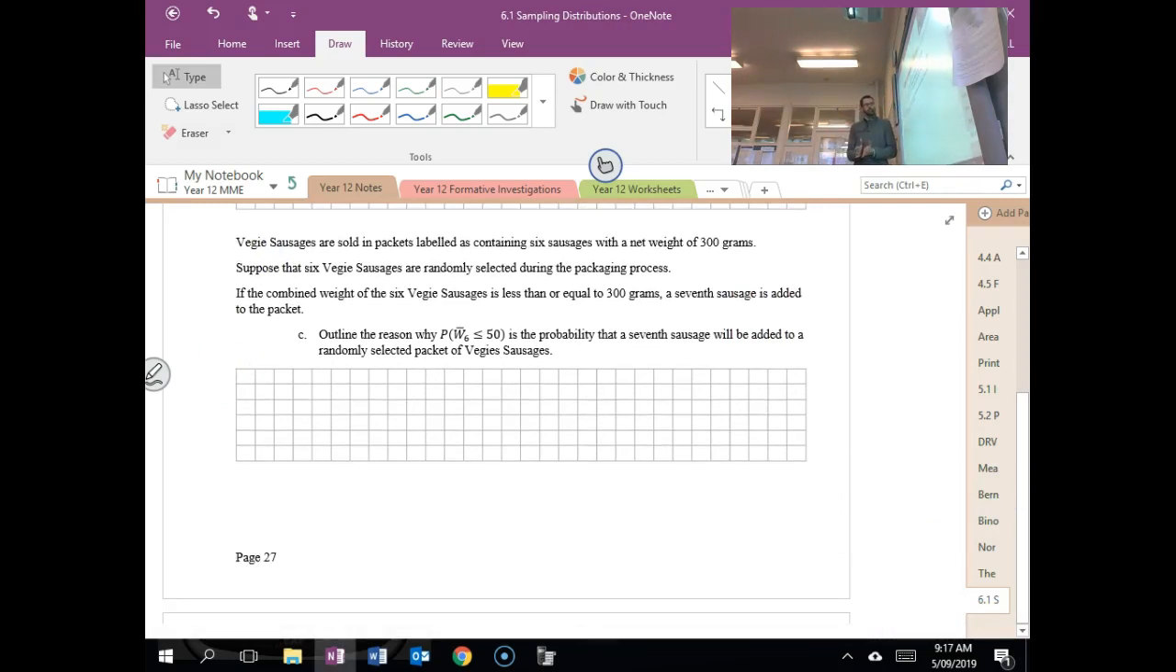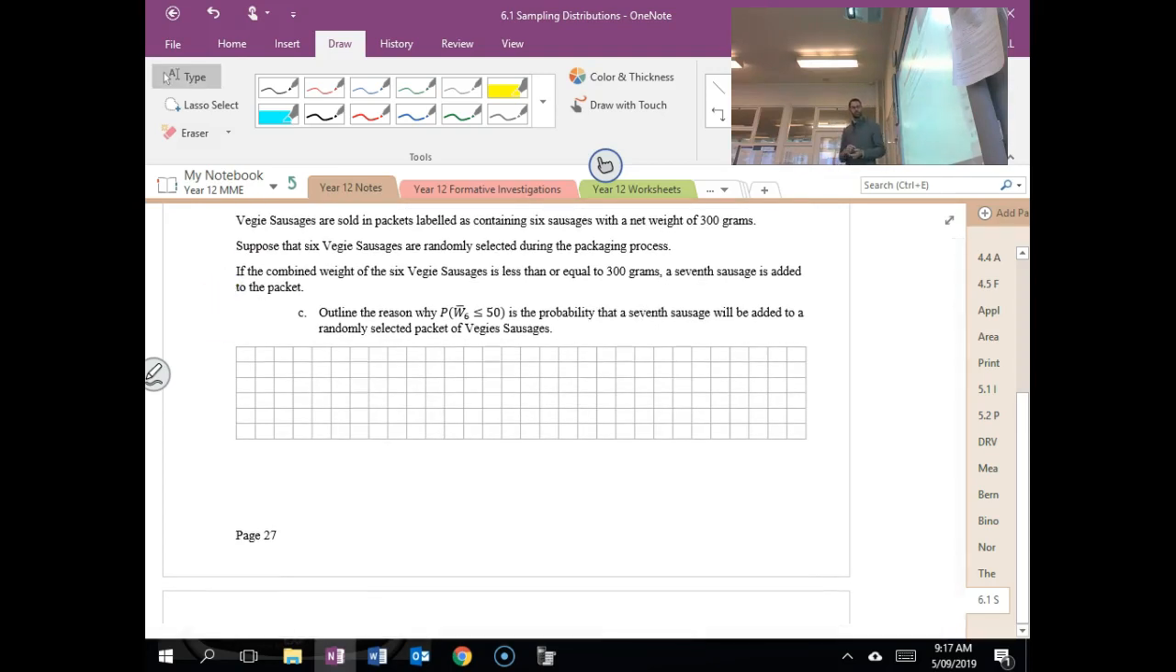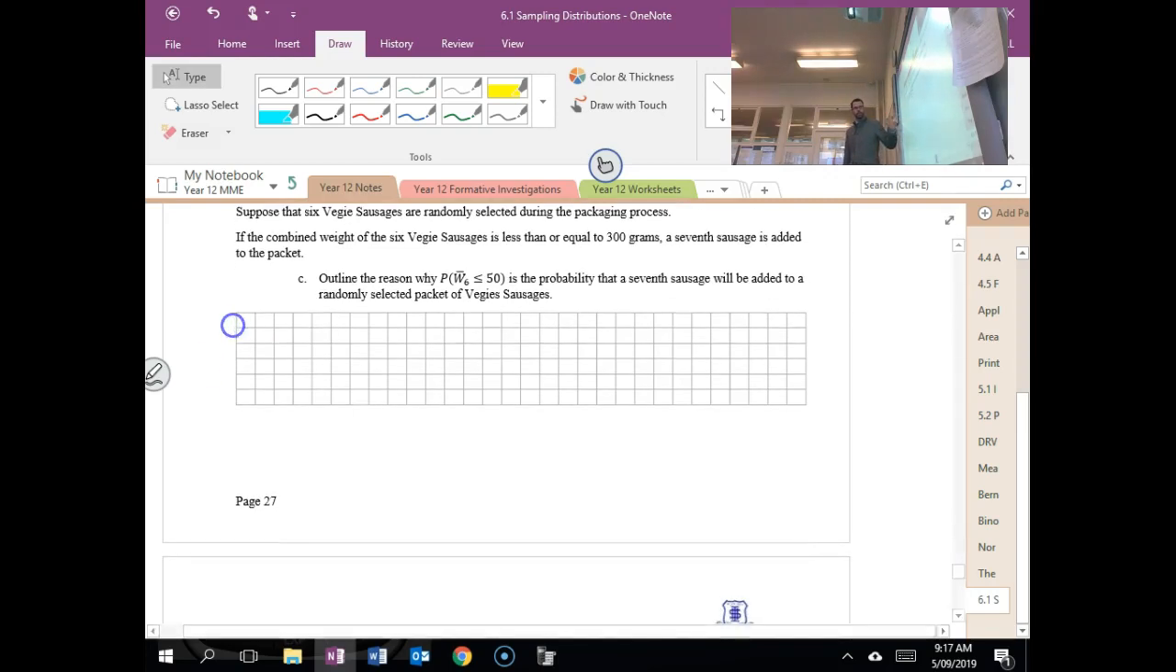Now, veggie sausages are sold in packets labelled as containing 6 sausages with a net weight of 300 grams. Suppose that 6 veggie sausages are randomly selected during the process. If the combined weight of the veggie sausages is less than or equal to 300 grams, a 7th sausage is added to the packet. Outline the reason why. The mean of 6 of them being less than 50 is the probability that a 7th sausage will be added. So the probability that the mean of 6 of them is less than or equal to 50 is equal to the probability that the sum of 6 is less than or equal to 300.